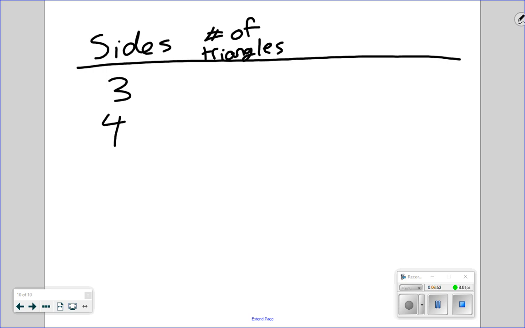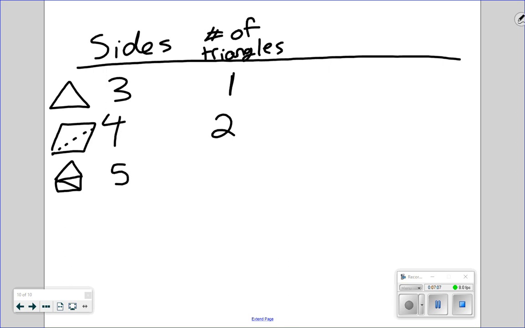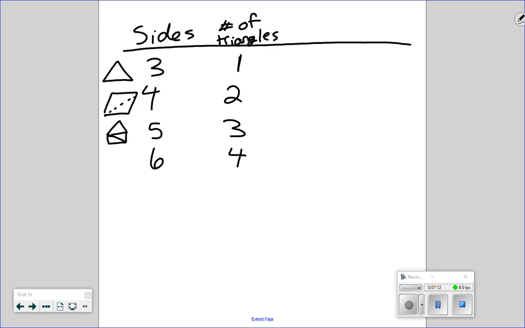Well, for a triangle, obviously there's just one triangle in that triangle. A quadrilateral, there are 2 triangles. A 5-sided figure, we said, has 3 triangles. A 6-sided figure we just did has 4 triangles. So the interior angle sum of each of these would be the number of triangles times 180.